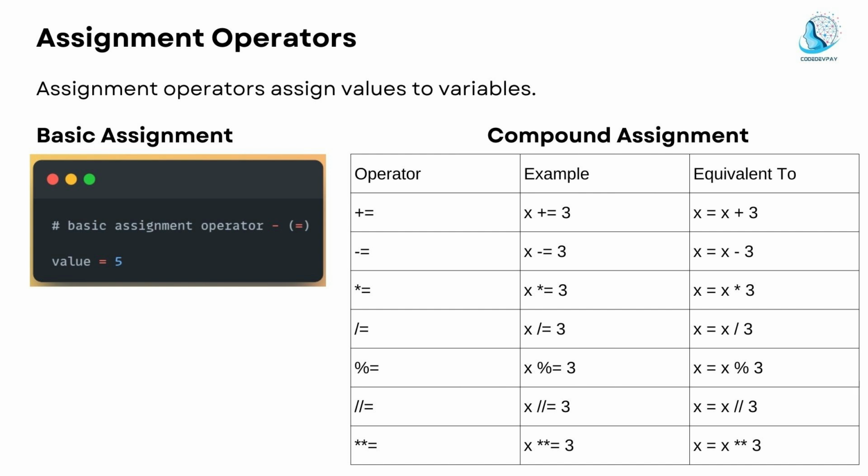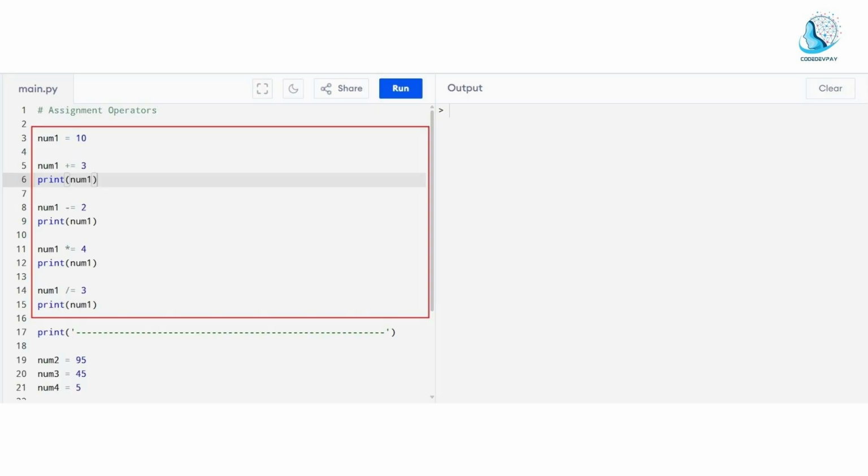So for an example, we have x plus equal to 3. This is also equivalent to x is equal to x plus 3. So we have the example and their equivalents listed for the rest of the compound assignment operators. Let's look at an example to understand them better. In this example, we've created a variable called num1 and we've assigned it to 10. Let's go to the first set of compound assignment operators.